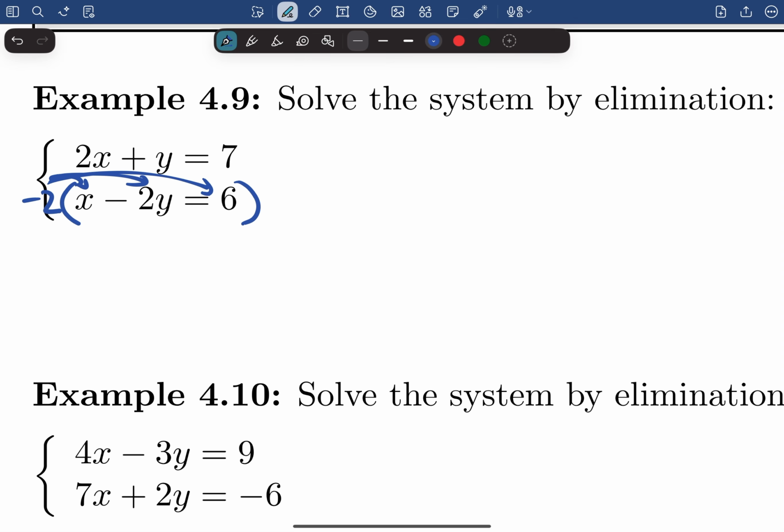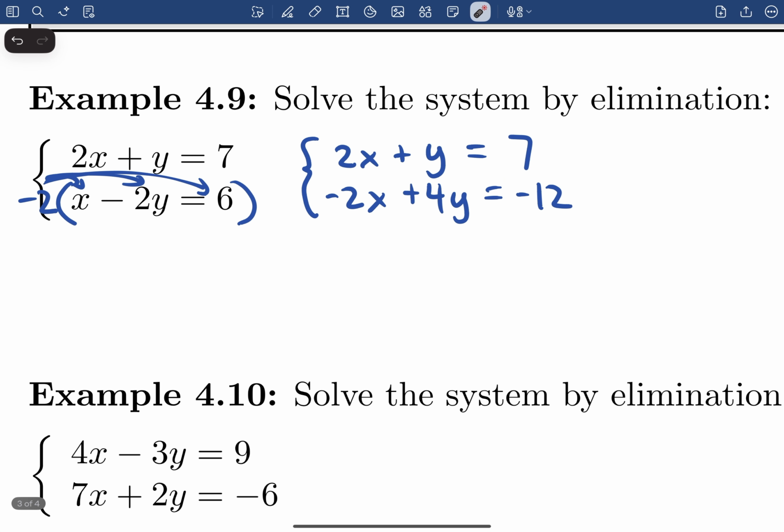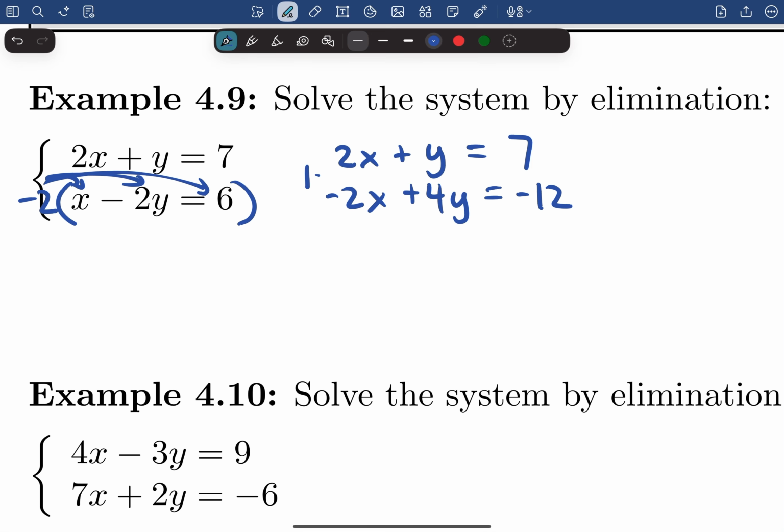I'll rewrite the top equation for this system. It's 2x plus y equals 7. And then negative 2x plus 4y equals negative 12. Okay? I have just multiplied negative 2 into, negative 2 times x, negative 2 times negative 2y, and negative 2 times 6. And I rewrote the equation like this. And what's so cool about that is you can now take that system of equations and do stacked addition to it.